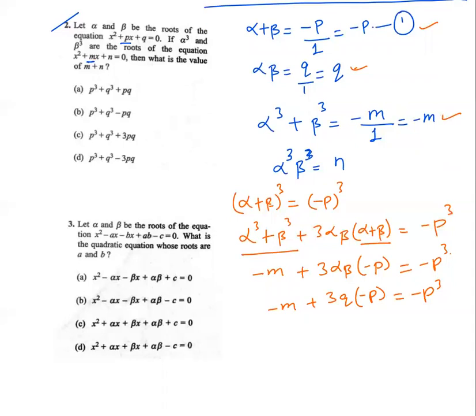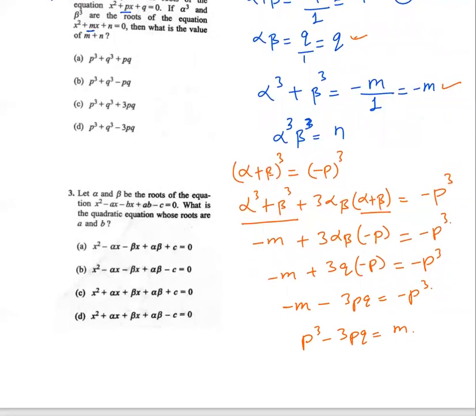So can I also say here m plus n we have to write. So we got m is equals to negative m minus 3pq is equals to minus pq. Therefore, p cube minus 3pq is equals to m. So we got m value. Now from here, n is what? Alpha cube into beta cube. So from here I can write n is equals to alpha beta into whole to the power 3.